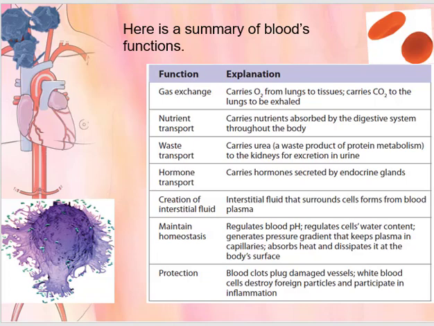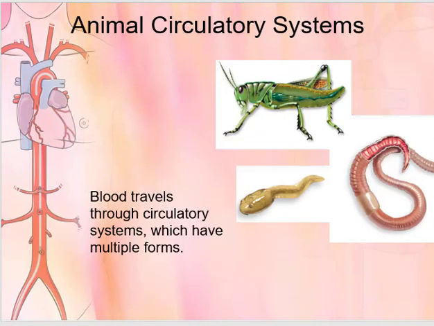White blood cells destroy foreign particles and participate in the inflammatory response. The inflammatory response is a natural response to any kind of perceived pathogen. A pathogen is a disease-causing organism. There are also antigens. Antigens are perceived as disease-causing organisms, even though, in fact, they are not.